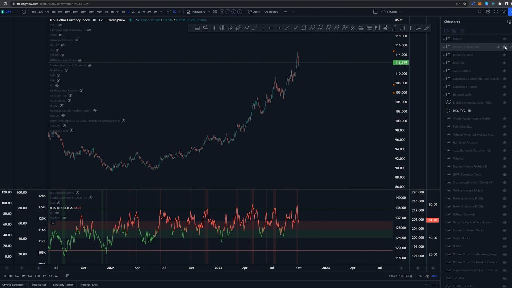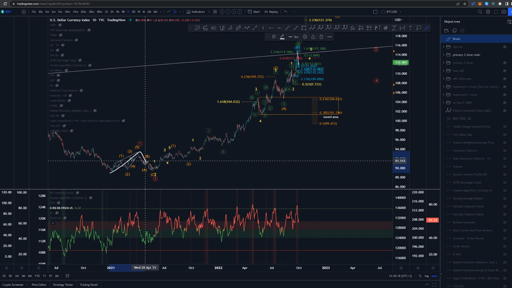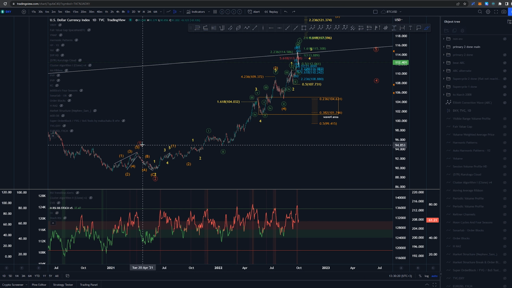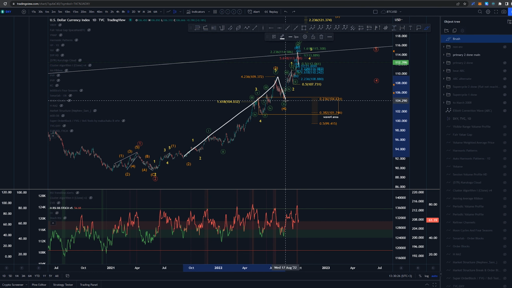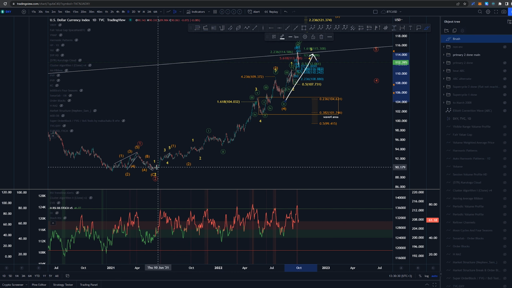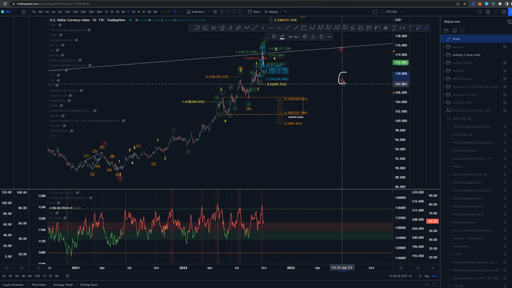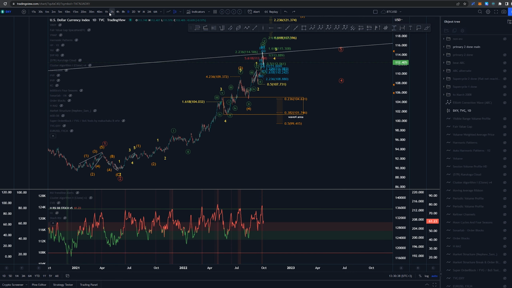Let's take a look at the different possibilities. Starting here on the higher time frame, on the daily, overall we have created this 1-2 on primary degree, another 1-2 here on intermediate. Then that intermediate 3-4 is already done, and now we're looking for that intermediate 5 to be completed. That would also complete the third of primary count, and then we would be correcting down for a possible wave 4.